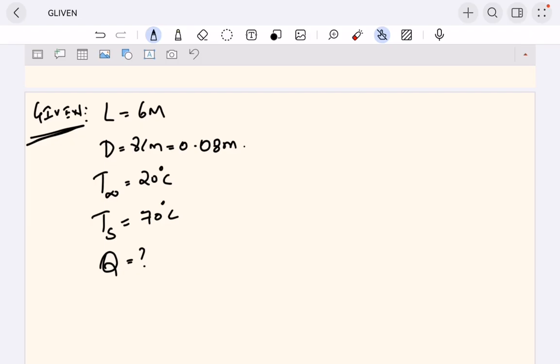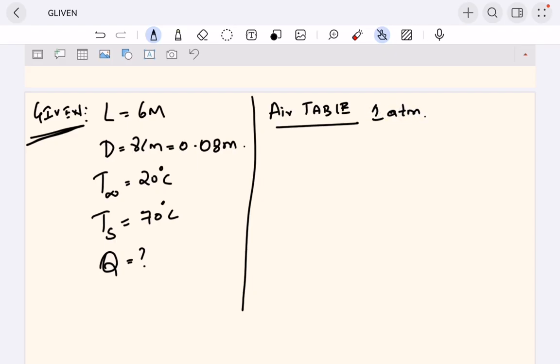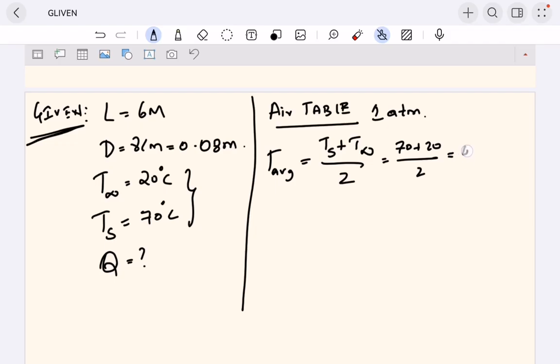So that's the question. As I told you in the class, we need to refer to the air table for the properties of air at the given temperature. So from the air table at 1 atmosphere, now I need a temperature point. So I'm going to take the average of these two temperatures. T average is equal to T surface plus T infinity divided by 2. So T surface is 70, T infinity is 20, divided by 2. So this is 45.